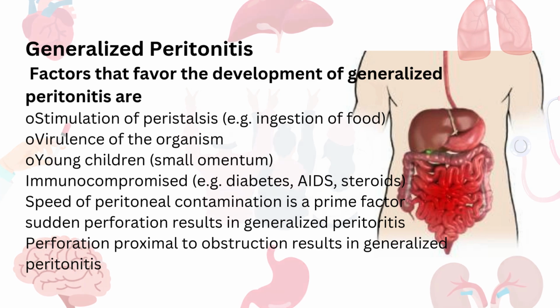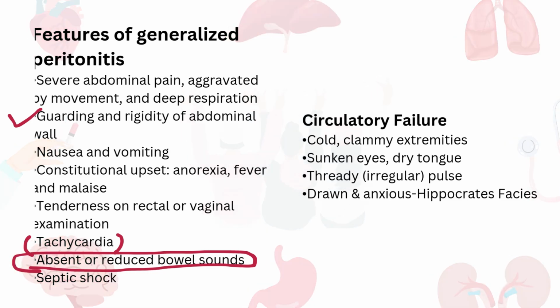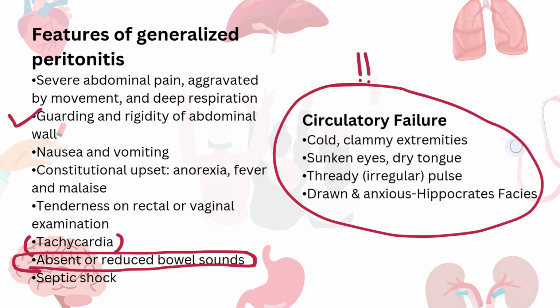So, how would you recognize if it's a case of generalized peritonitis? There would be severe abdominal pain, which is aggravated even with the slightest movement. Why? Because whenever you are moving, your peritoneum as well gets irritated and severe pain would be elicited. Also, the pain is so severe that the person can't respire properly. He cannot take deep breaths because the peritoneum gets so irritated. Then there would be guarding and rigidity, nausea, vomiting, constitutional upset, tenderness. It could lead to septic shock, which could lead to circulatory failure, and the patient might land in the emergency.